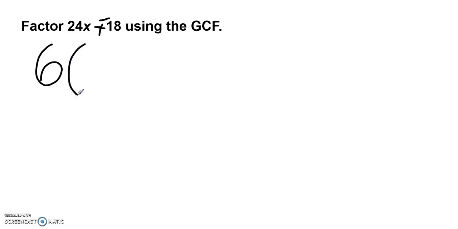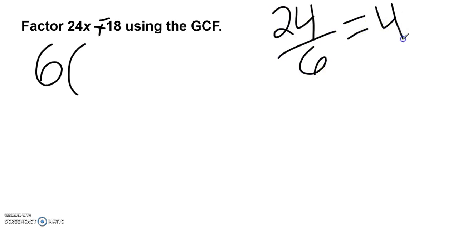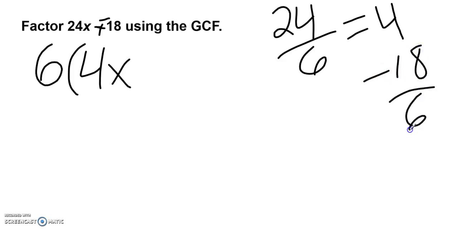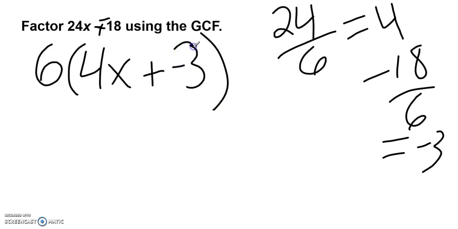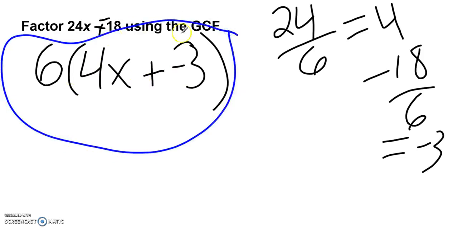I'm factoring out a 6, so I'm pretty much dividing this by 6. If I divide 24 by 6, I get 4, so put 4x here. Then negative 18 divided by 6 equals negative 3, so that's plus negative 3. That's as simplified as it gets, because nothing goes into both 4 and negative 3. Okay, so this is our answer. Life is good.